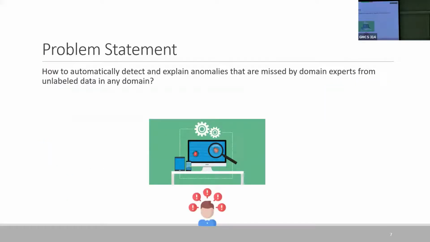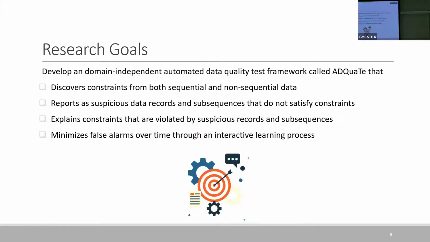So the problem that my research answers is to automatically detect and explain anomalies that are missed by domain experts from unlabeled data in any domain. This is actually the question that my research has been trying to answer. So the objective has been to develop a domain-independent automated data quality test framework, we call it ADEQUATE, that can discover complex constraints from any data, both sequential and non-sequential data, and that can report as suspicious those records that do not satisfy the constraint.